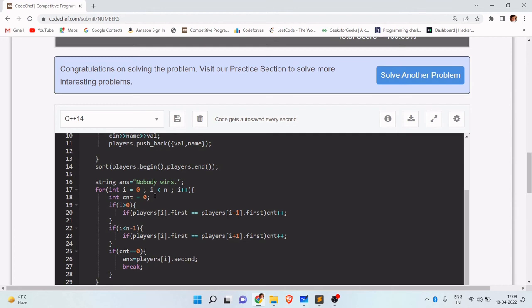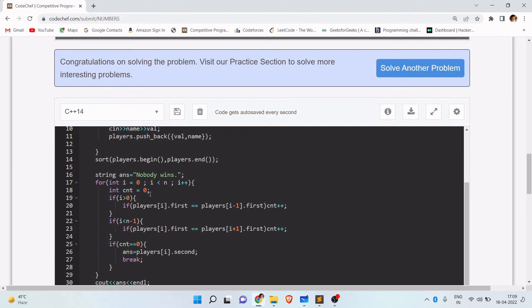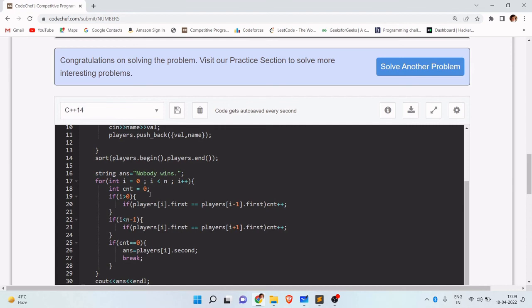Now we are traversing through the loop from index 0 to n minus 1. We are declaring an integer count variable with the initial value 0. This count variable is in order to check whether the left part is equal or the right part is equal. If i greater than 0, this is only for the first element, because i minus 1 will give a runtime error. So that's why we are only checking for i greater than 0.